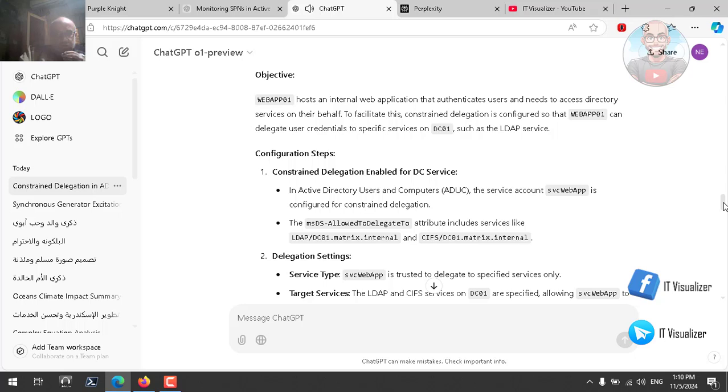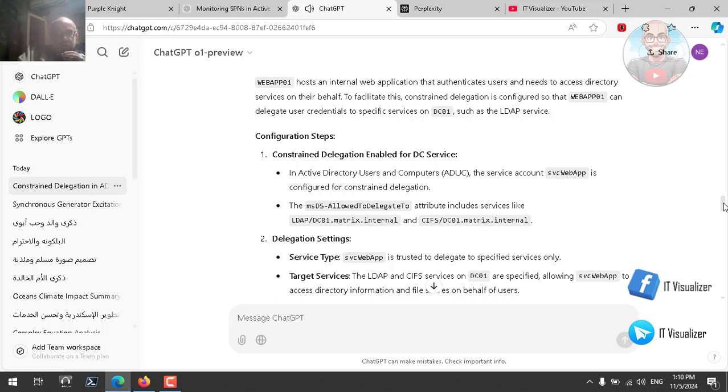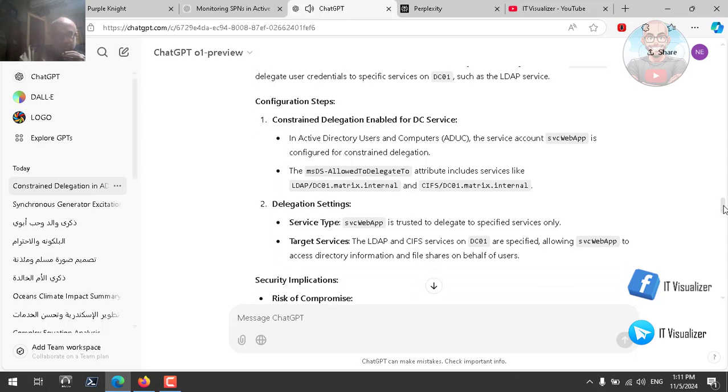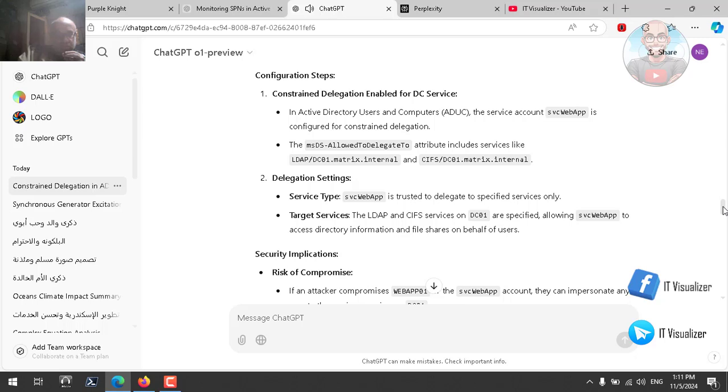1. Constrained delegation enabled for DC service. In Active Directory Users and Computers (ADUC), the service account SVC_WebApp is configured for constrained delegation. The msDS-AllowedToDelegateTo attribute includes services like LDAP/DC01.matrix.internal and CIFS/DC01.matrix.internal. 2. Delegation settings. Service type: SVC_WebApp is trusted to delegate to specified services only. Target services: the LDAP and CIFS services on DC01 are specified, allowing SVC_WebApp to access directory information and file shares on behalf of users.